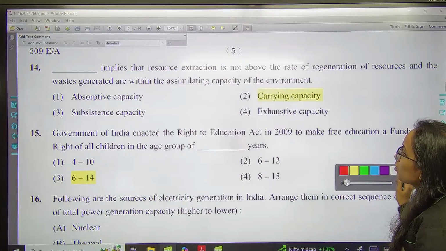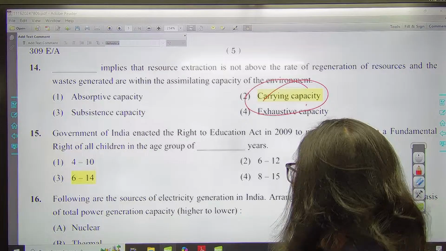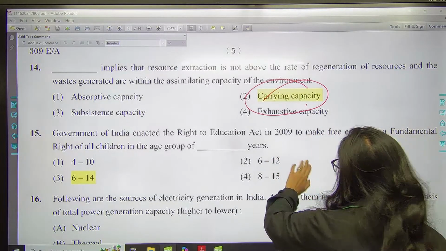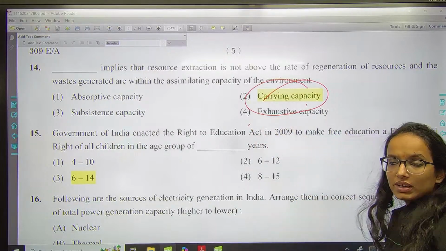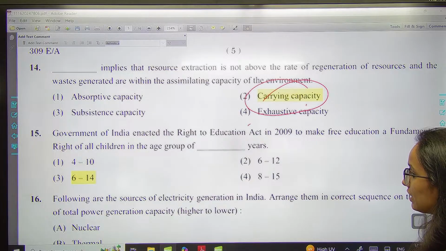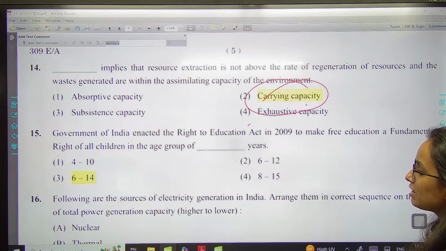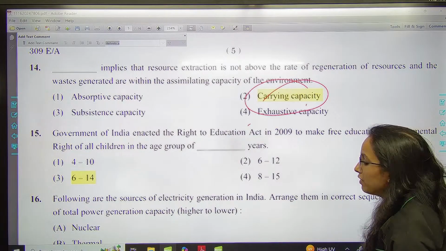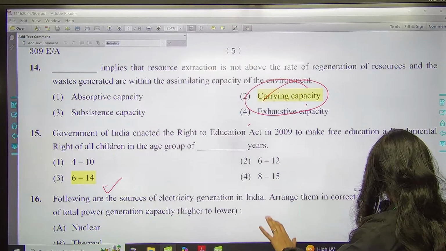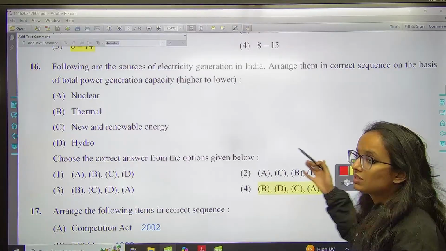Next they are asking you what is carrying capacity, which implies that resource extraction is not above the rate of regeneration of resources. So from the sustainable development topic also, you are getting the questions. Also they have asked, like Government of India enacted Right to Education Act 2009 to make free education a fundamental right for all the children in the age group of 6 to 14 years. So these kind of questions are also being asked. You must read all these topics. Then next they have asked sources of electricity generation.